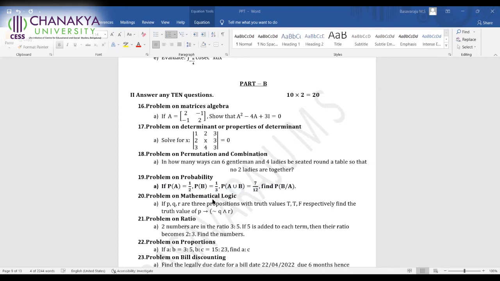Since you have done all those problems, that's the reason I'm not discussing any solution part. I'm just giving an idea of what position you can expect all these questions. Is that okay?